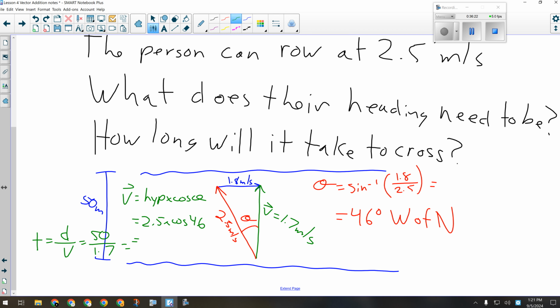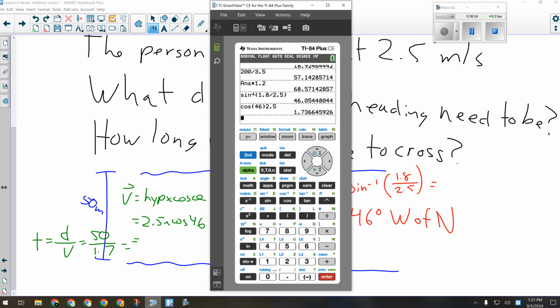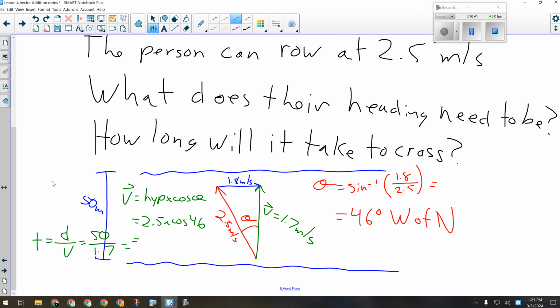50 divided by 1.7. But I'll use all the decimals because that's what I've done all this work for. So 28 seconds. I think we only have 2 significant digits, so 29 seconds to get across.